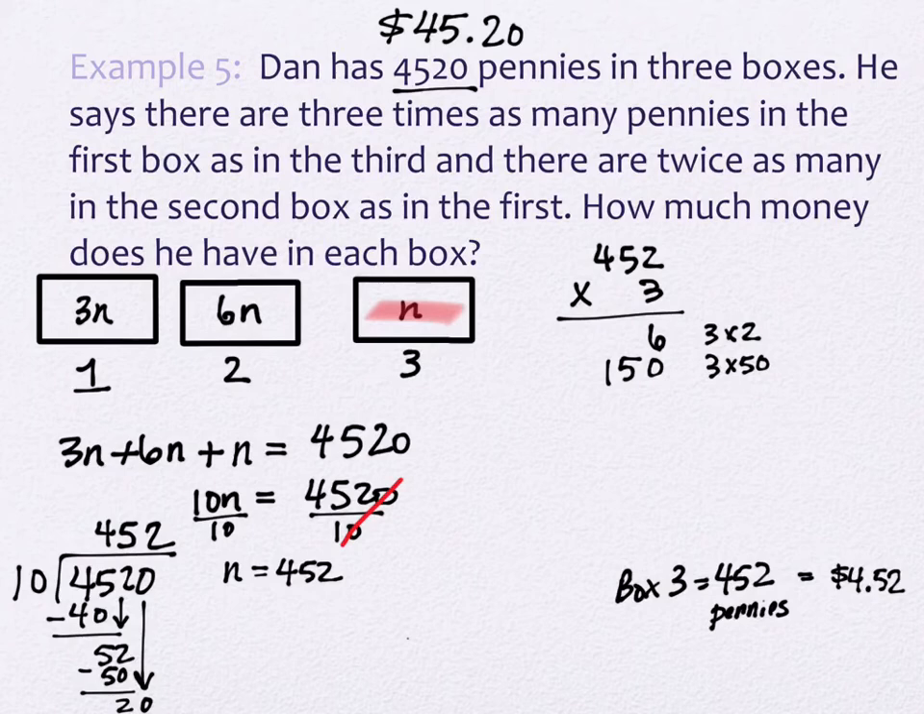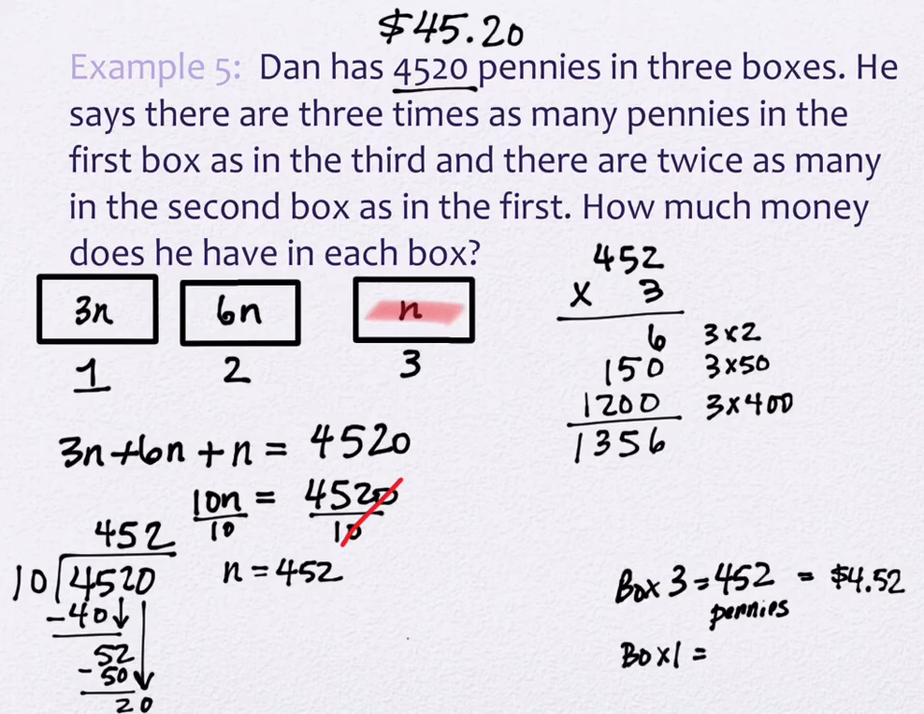And then I have 3 times 400. This is partial products is the method I'm using. So what's 3 times 400? 1,200. And then we would add them. Again, you don't have to use this method, but we're just going to play with some of the methods. This is 5, 3, 1. So for my box 1, I have 1,356 pennies, or we can think of that as $13.56.